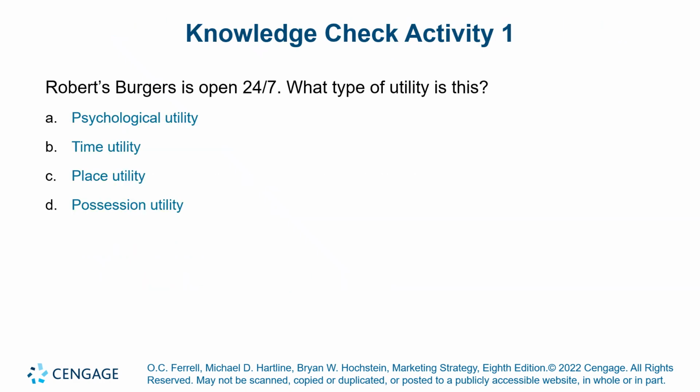Let's do a quick knowledge check. There'll be something like test questions that may appear in your first exam, right? Let's look at this store, Robert's Burgers. This Robert's Burger Joint is open 24 hours a day, 7 days a week. What type of utility is this? Is it psychological? Time? Place? Or possession?